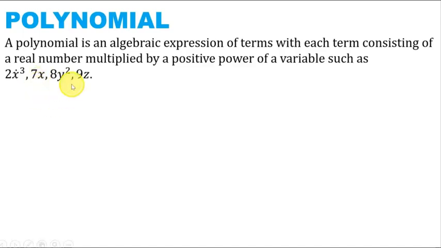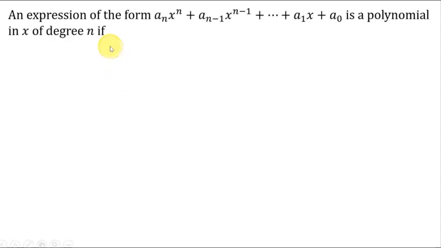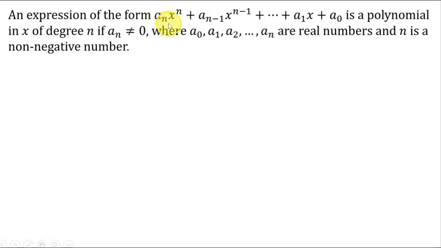Next is 7x. Here the variable is y and here the variable is z. This is 8y square, 9z. These are the polynomials. Okay. An expression of the form a suffix n into x raised to n plus a suffix n minus 1 into x raised to n minus 1 plus dash dash plus a1x plus a0 is a polynomial in x, means its variable is x, of degree n. Degree n means what? Highest power of this polynomial is called the degree if an is not equals to 0.